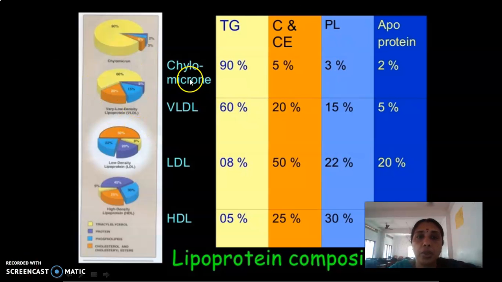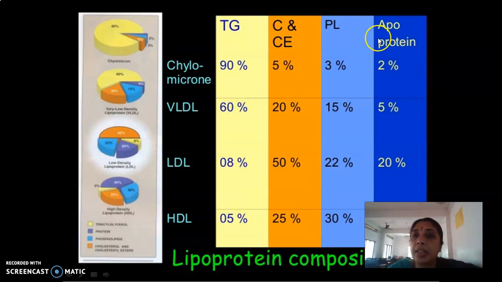So these are the constituents of different lipoproteins. That is, chylomicrons are made up of 90% TG, while VLDL is made up of only 60% TG. LDL constitutes about 8% TG, while HDL has only 5% TG. Now see the apoprotein. Exact opposite, right?